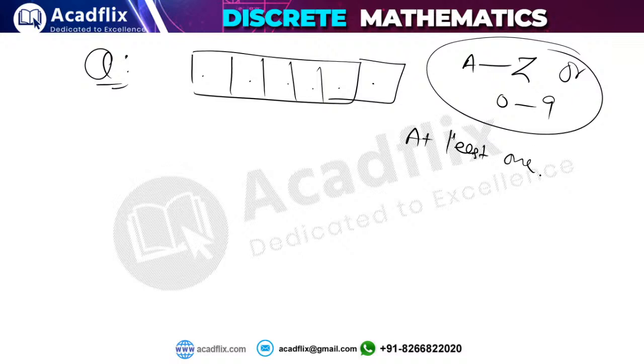Try this question. You want to make a 6-character password. You can use capital A to capital Z, or 0 to 9. But the condition is that at least one digit must be there. How many passwords can you make?